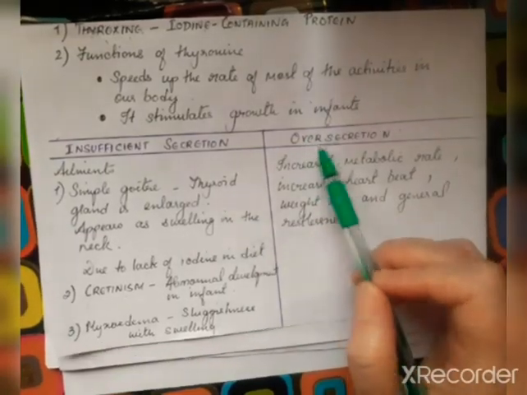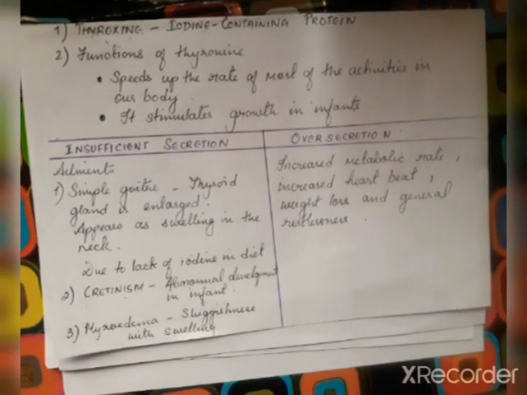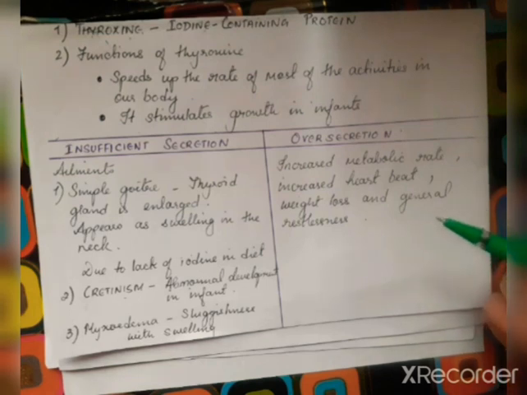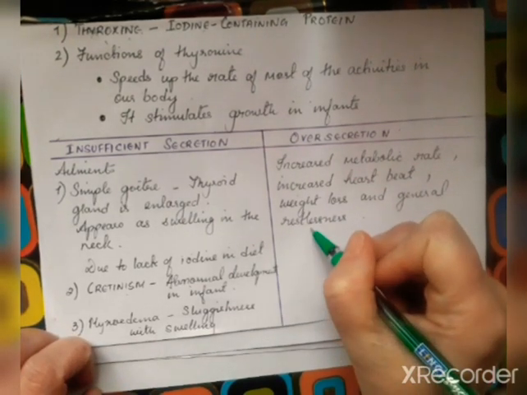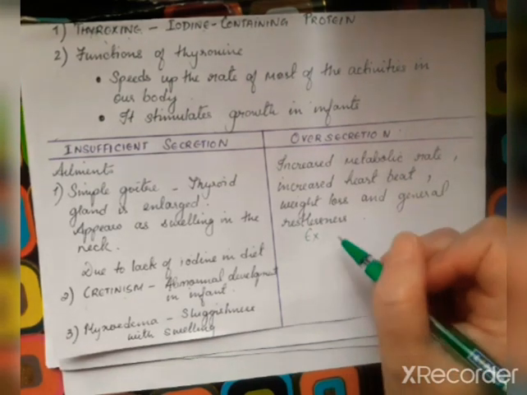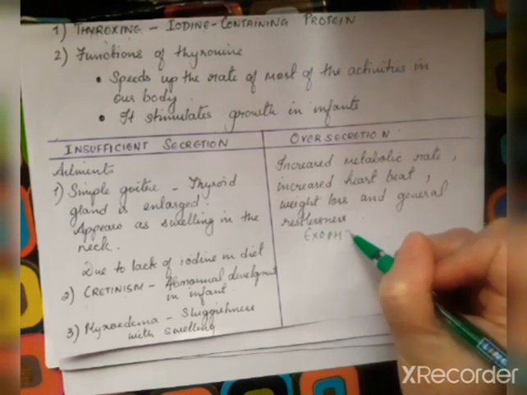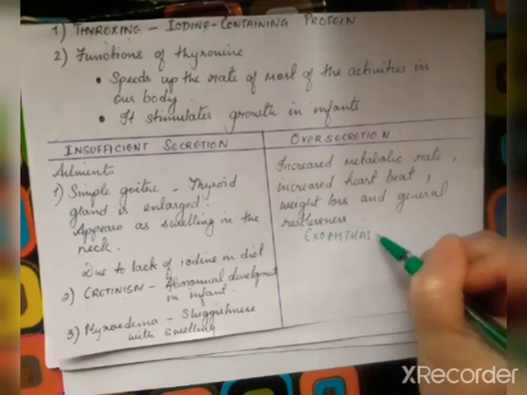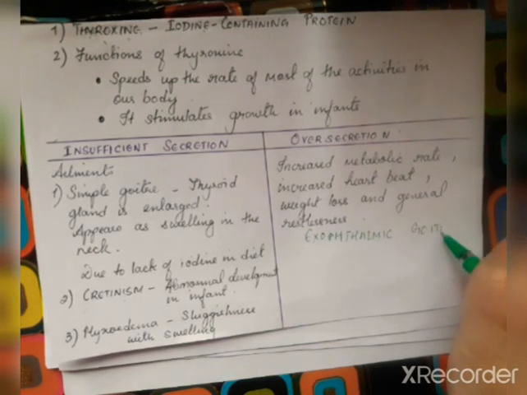So next we come to over secretion of the hormones. Over secretion means excess of thyroxine secreted, so it may cause a kind of goiter. Another goiter you have is known as the exophthalmic goiter. The one which I showed you in the picture is simple goiter. This is exophthalmic goiter.